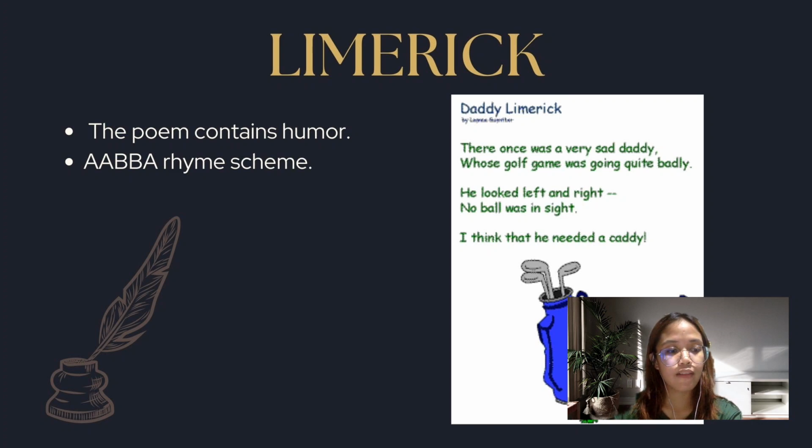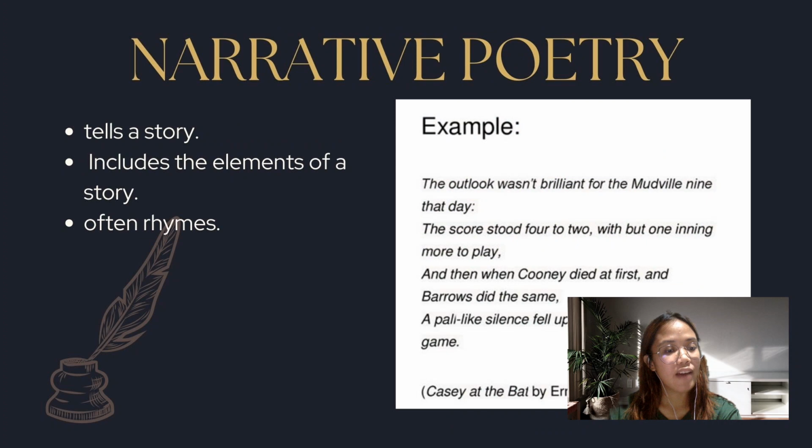And then we also have the second stanza where right and sight is a different set of rhyming words, therefore they are B and B. And then the last line we have, I think that he needed a caddy. The last word is caddy, and caddy rhymes with the first stanza, which are daddy and badly. So therefore the last line is A as well. So that's AABBA rhyme scheme. That is limerick. Next slide, we have narrative poetry.